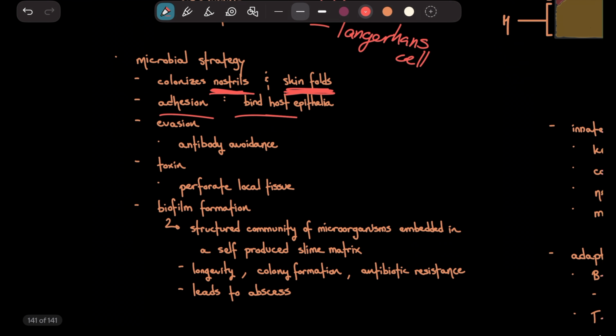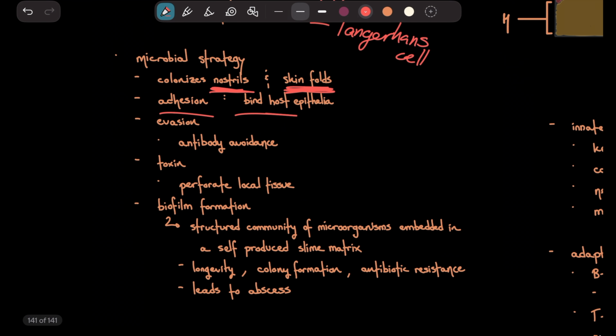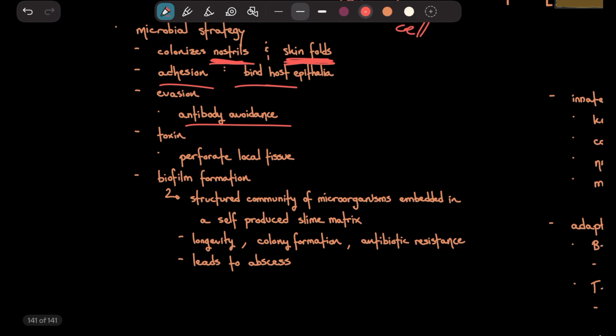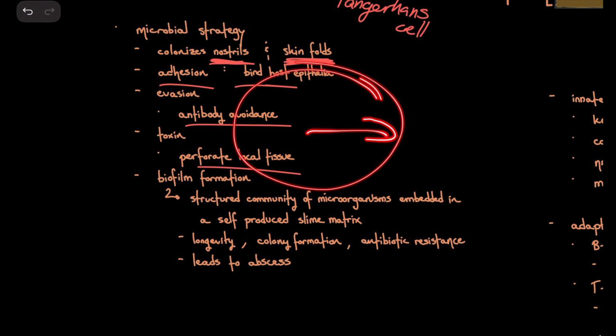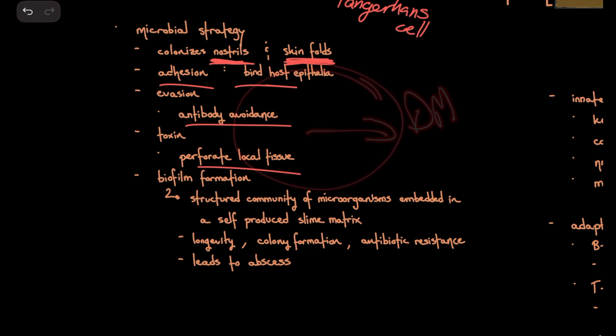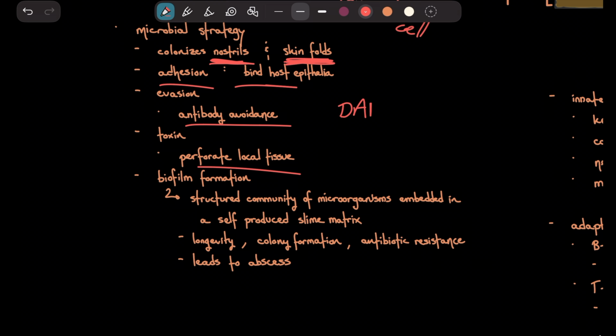So adhesion is going to bind the host's epithelium. It's pretty good at antibody avoidance just because of how its membrane is set up. Don't worry too much about that. It likes to secrete toxins that perforate the local tissue. So all of that stuff is going to result in DAMP and PAMP release because of that.